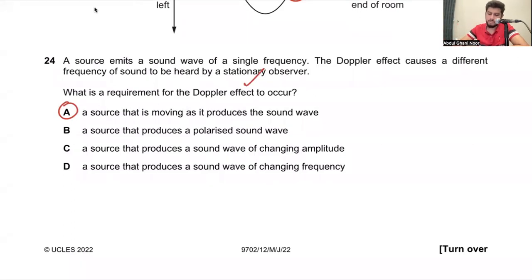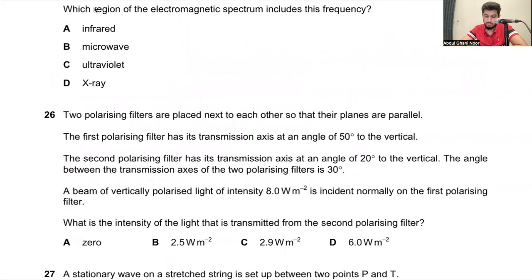A source that produces a polarized sound wave, no. A source that produces a sound wave of changing amplitude, this is not a requirement. A source that produces a sound wave of changing frequency, no. Even if the frequency is constant, you still observe Doppler effect. So the answer is A.